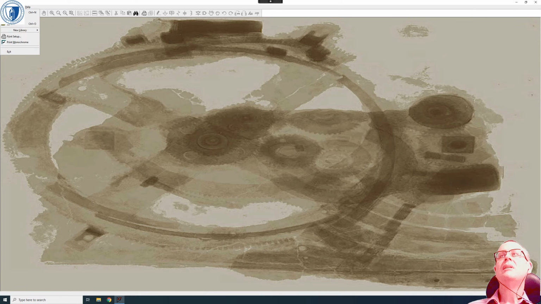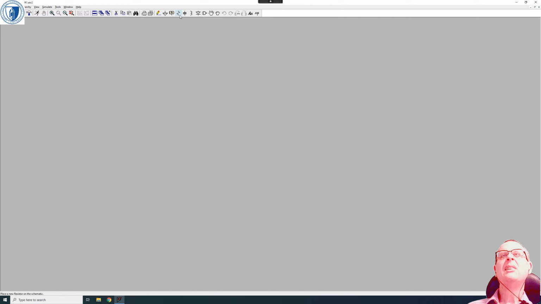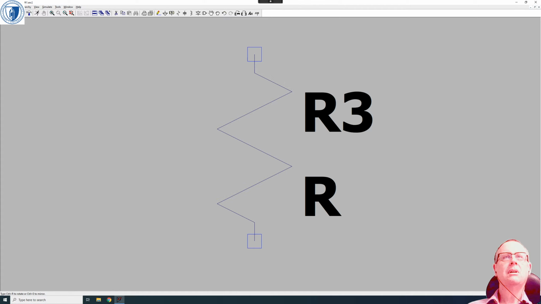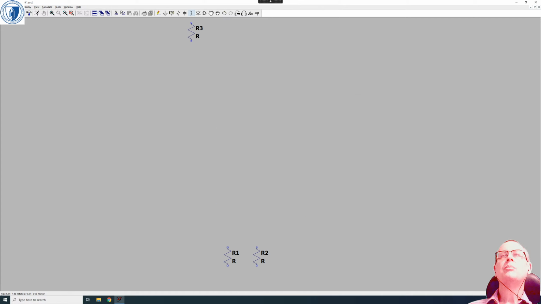I'm going to go with new schematic, and then I can add a resistor and maybe another resistor, and then I probably, oops, and I don't want to go up there, I just want to stop. Let's stop. And let's see if we can zoom out. There it is there. Maybe zoom in.